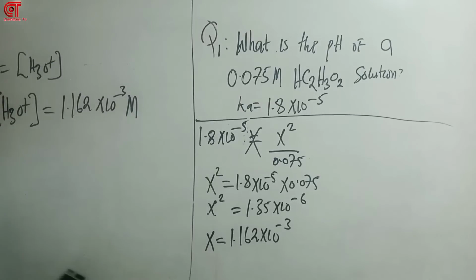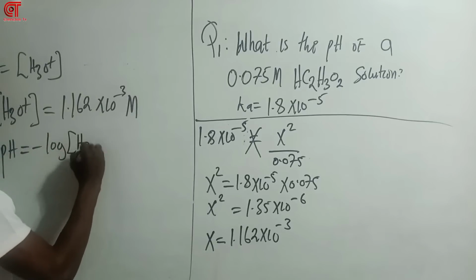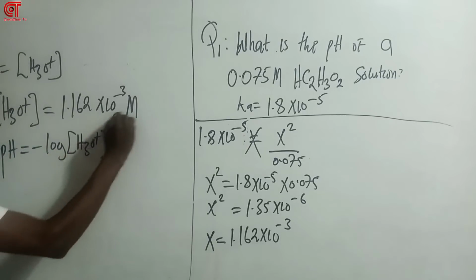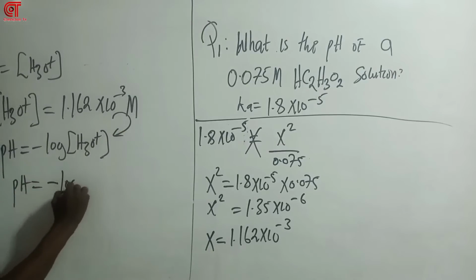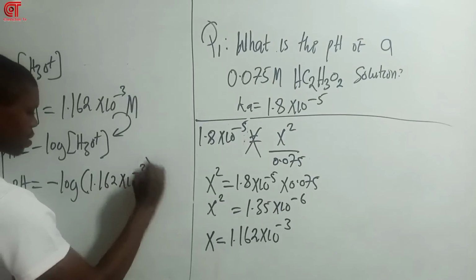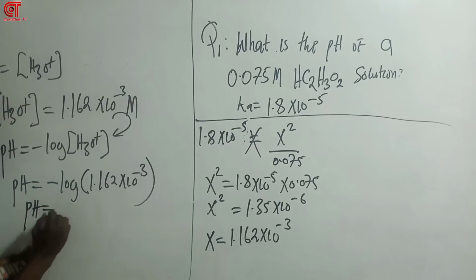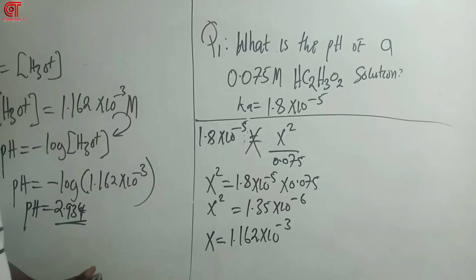So now I can calculate my pH. pH equals minus log of H3O plus. So if you input the value here, pH equals minus log of 1.162 exponential minus 3. pH here equals 2.934. So that is the answer. Do you understand?